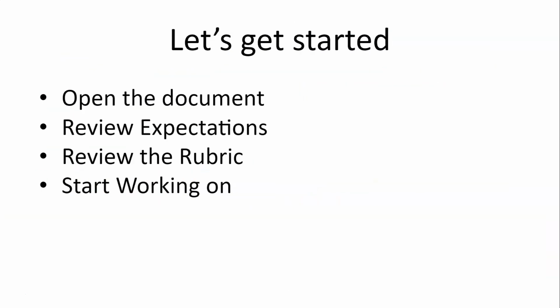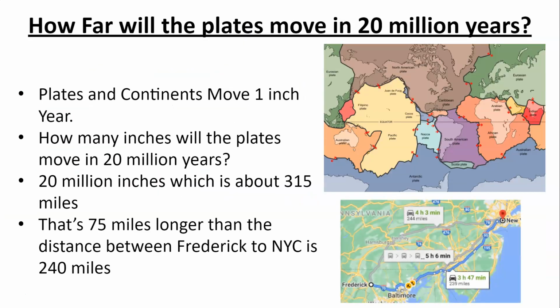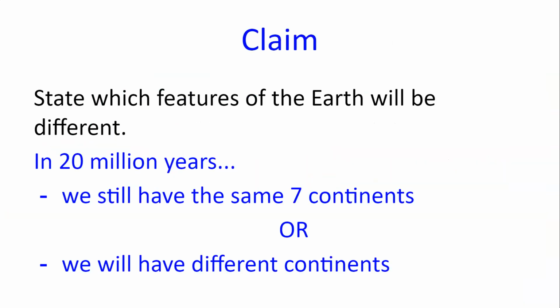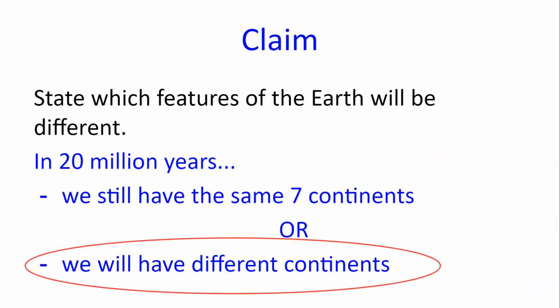And that goes back to what we talked about before about the Earth's plates constantly moving, okay? Since they're constantly moving, and they actually move about an inch per year, we are going to have not the same exact 7 continents. Maybe some continents will split up. Maybe some continents will come together. Who knows? So here we would say as our claim, in 20 million years, we will have different continents.